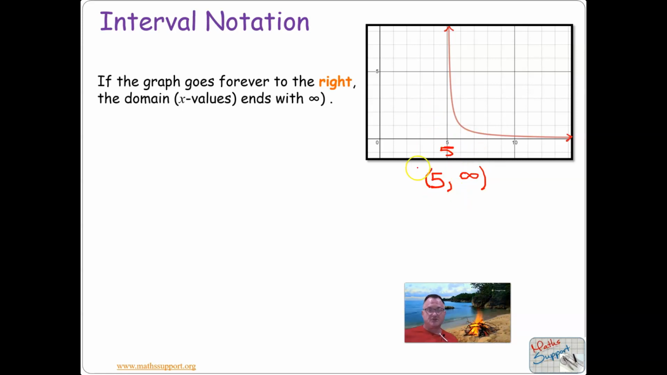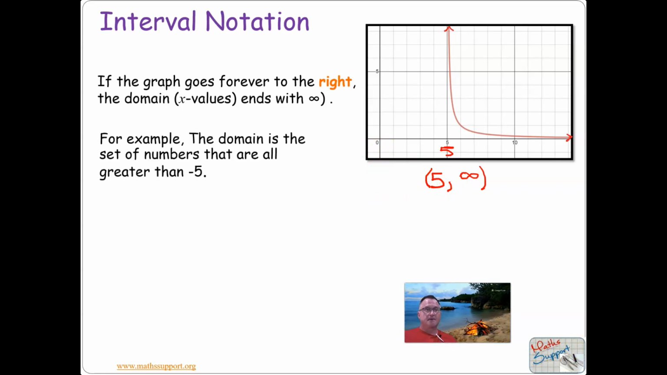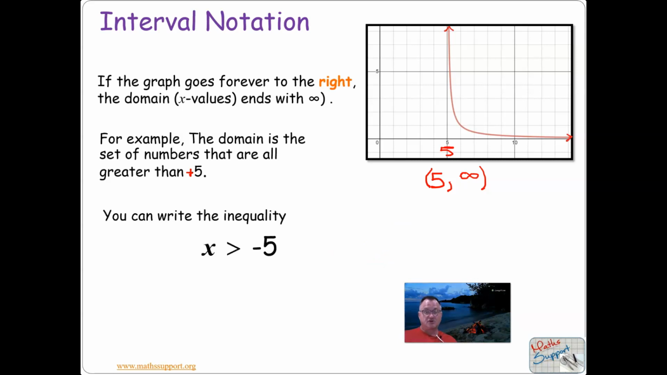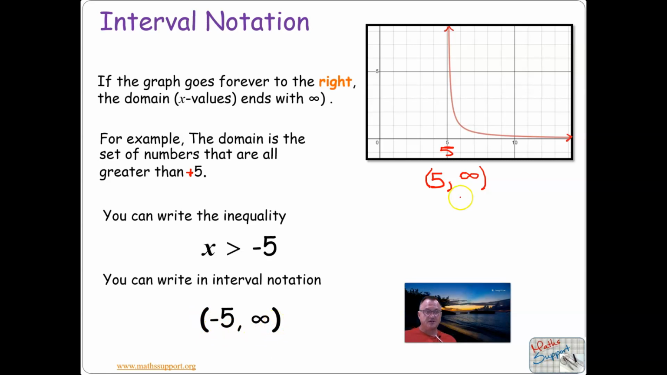That fire behind me spooked me there. All right, so I got a little typo on this, guys. This should be a positive 5. So this is the same as writing x is greater than 5, or in interval notation, parenthesis 5, comma, infinity. And again, this is a typo on my part. Okay, this should be a plus.